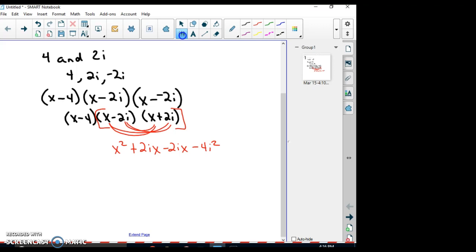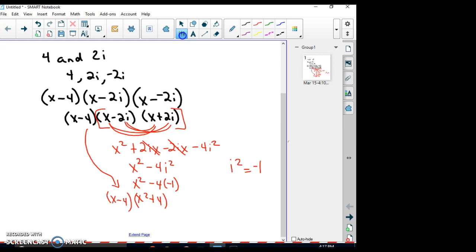Combining like terms here, your 2ix and your negative 2ix will cancel. So this becomes x squared minus 4i squared. Now, remember that in imaginary numbers, i squared is negative 1. So this becomes x squared minus 4 times negative 1, or x squared plus 4. So my imaginaries will cancel. I'm now going to bring down this other factor, x minus 4.